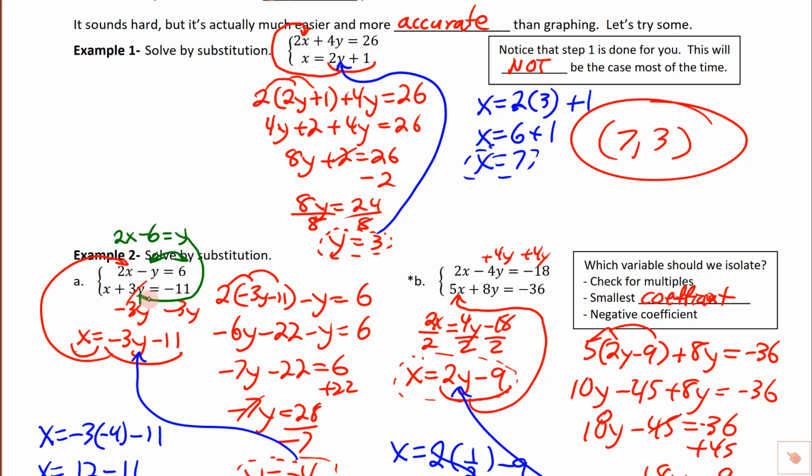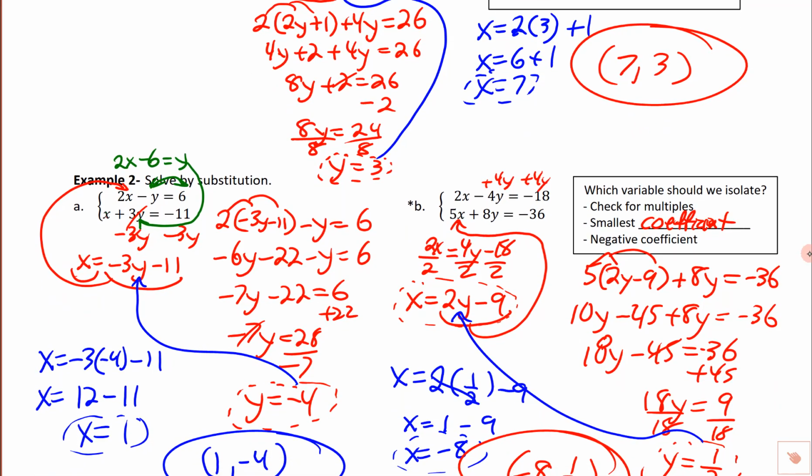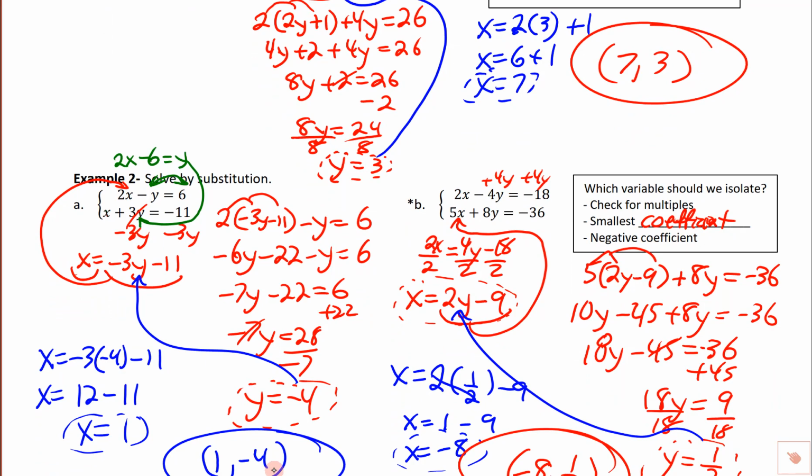Okay, so I'm just going to solve this again and show you that we are going to get the same answer. The answer when we solved it before was 1 comma negative 4. We're going to get that same answer here. So I'm going to take this and write down x plus 3 times y. Let's write down what y equals. 2x minus 6 equals negative 11.